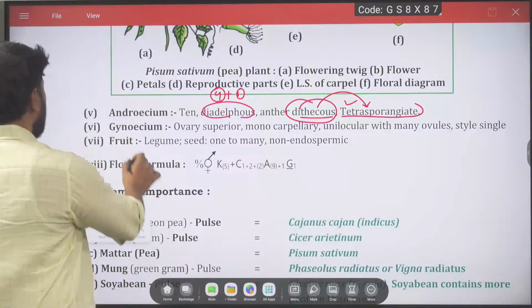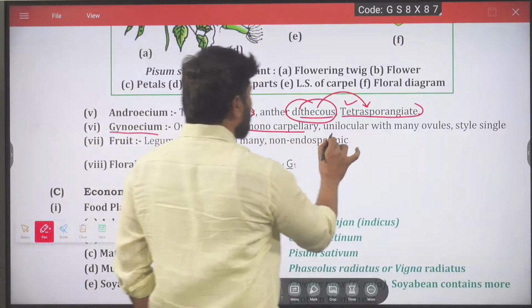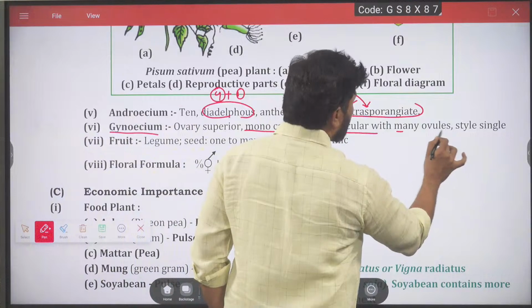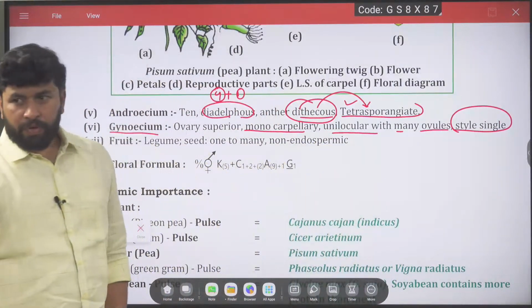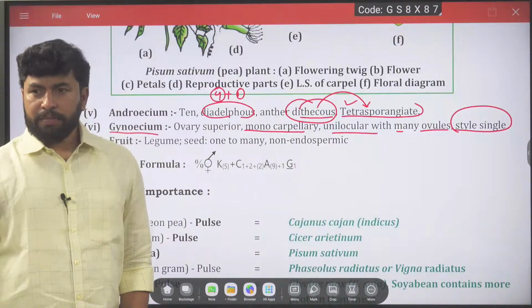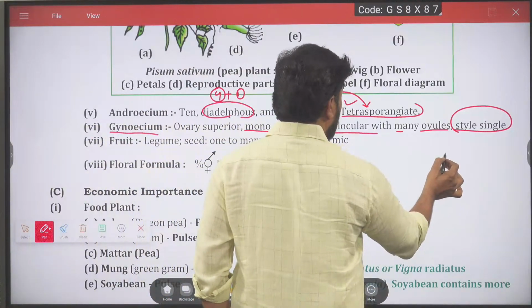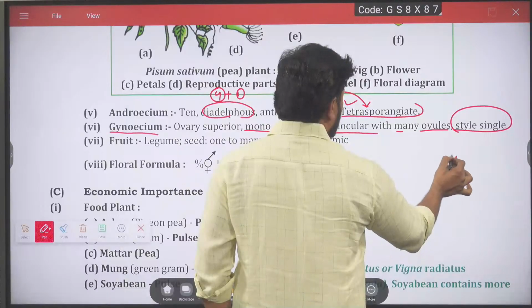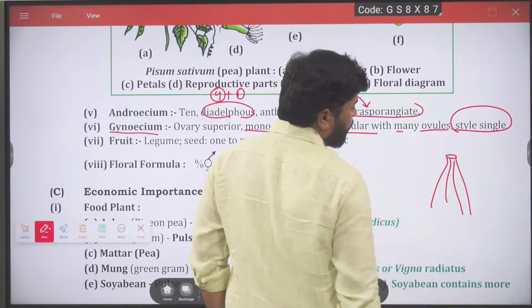Next one, gynoecium. Ovary superior, monocarpellary, unilocular, many ovules, style single. What do you mean by style single? When you talk about stigma and style, remember, to one stigma, there are many styles could be operated.